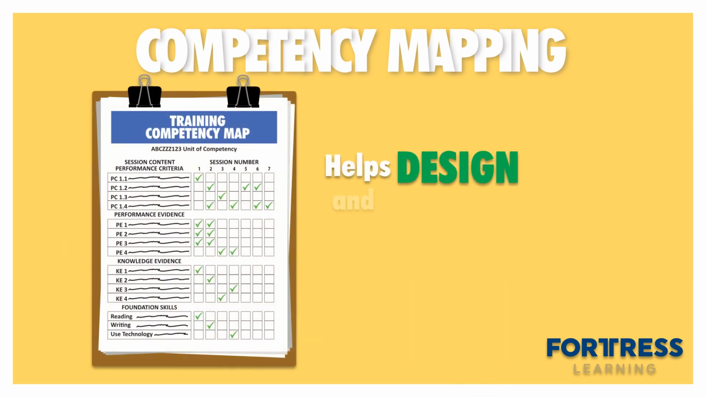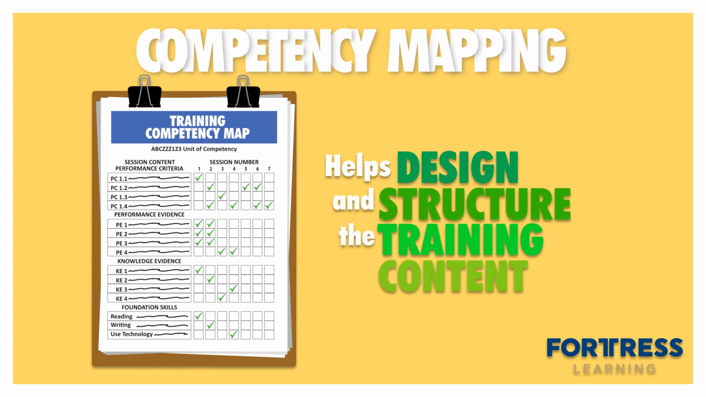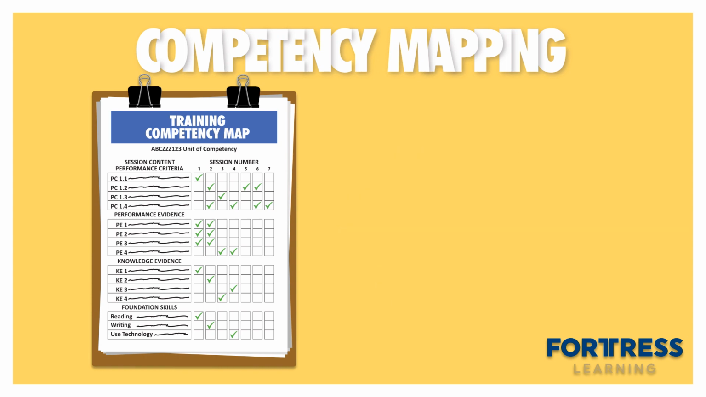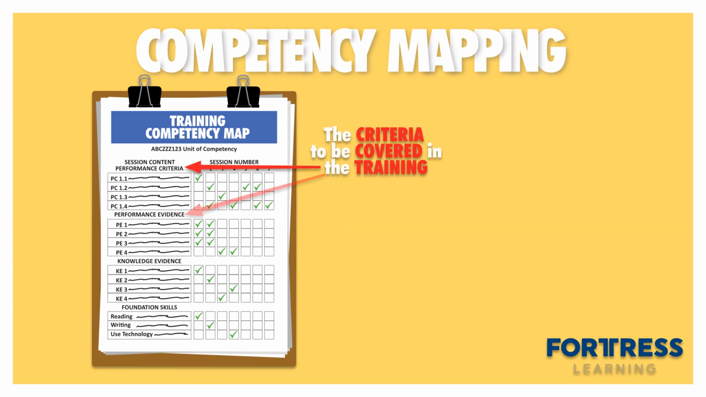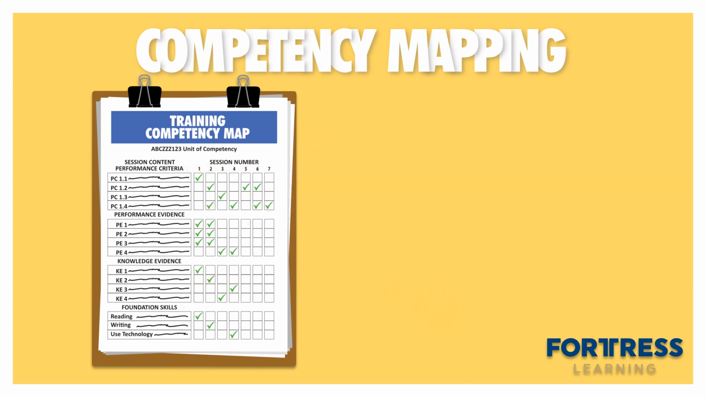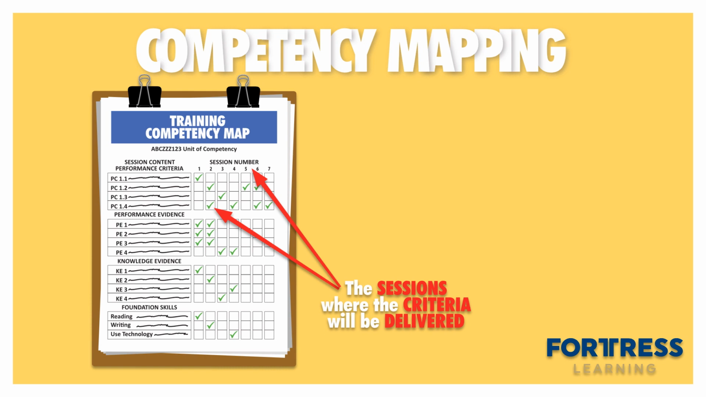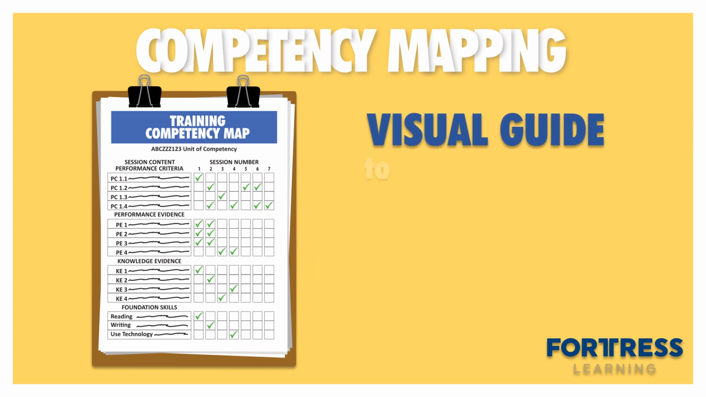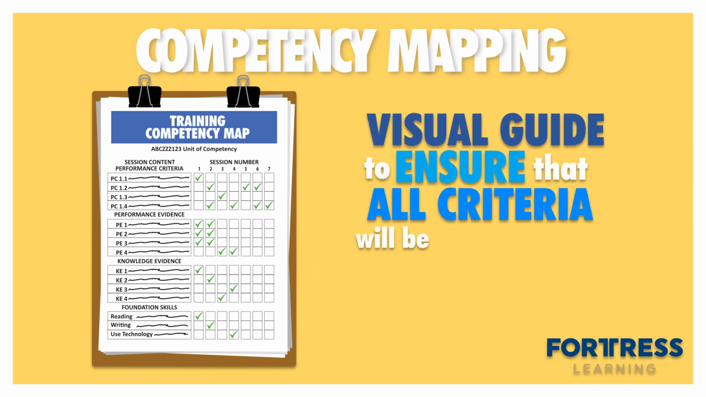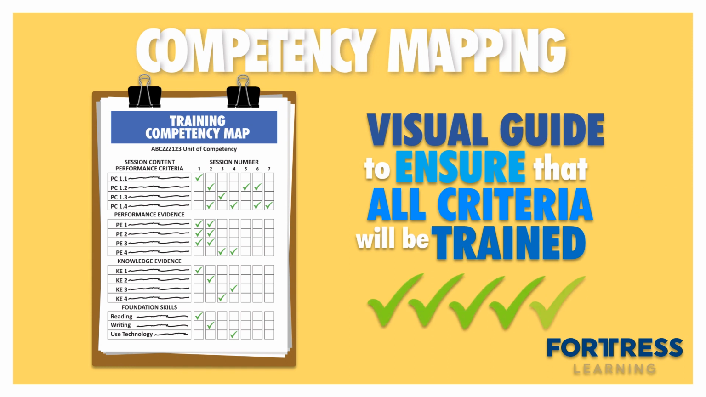Competency mapping also plays an important role in the design and delivery structure for your training content. Just like the assessment competency map, the training competency map lists the criteria of the unit being delivered. But this time, the competency map identifies when the content will be covered during the delivery of the course. As you can see here, the competency map identifies which criteria will be delivered to the learners in each of the sessions. The training competency map can be used to ensure that everything has been delivered and that there are no gaps in the training. This document can then be used to help develop the learning program schedule.